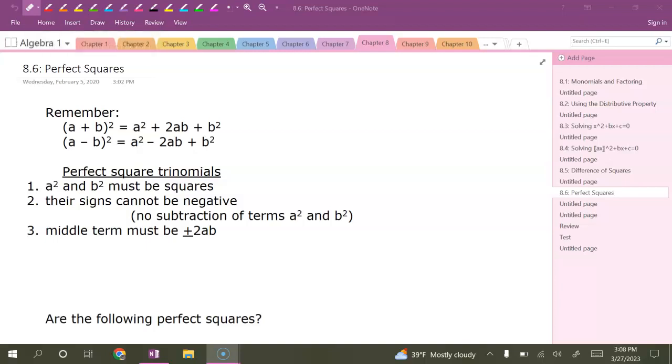Chapter 8, Section 6 is titled Perfect Squares. If you watched my 8.5 video, you remember what we were doing in the last section. That 8.5 video was all about a special case with the difference of squares. Section 6 is similar in that it's another special case, but we're talking about perfect squares.